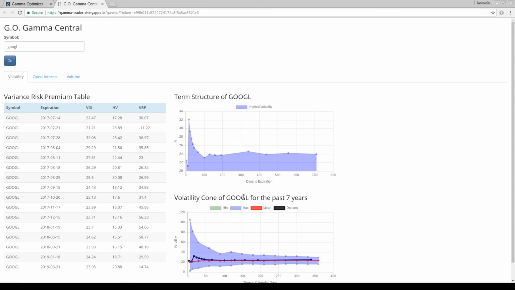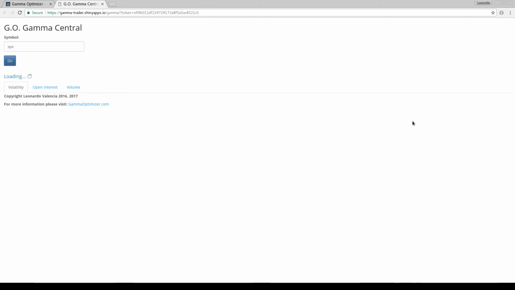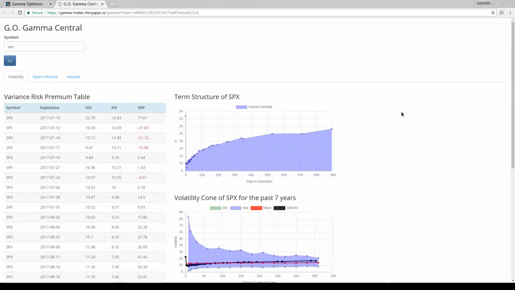So coming back to the term structure, sorry about that. The term structure of Google, for instance, is very interesting. This is not how a normal term structure should look. This is not at all. Look at how it looks. How should it look? Let me show you how a normal term structure should look. Let's look at the index one. Let's look at SPX. Sorry that I am switching back and forth so much.